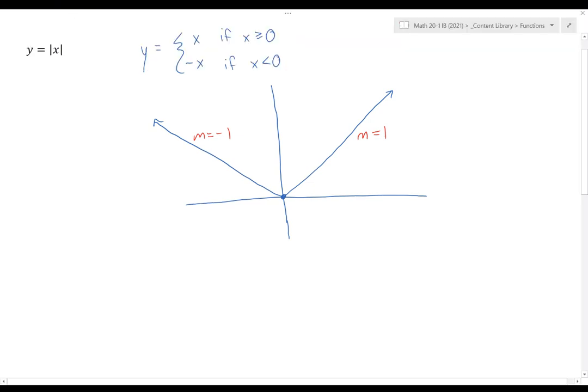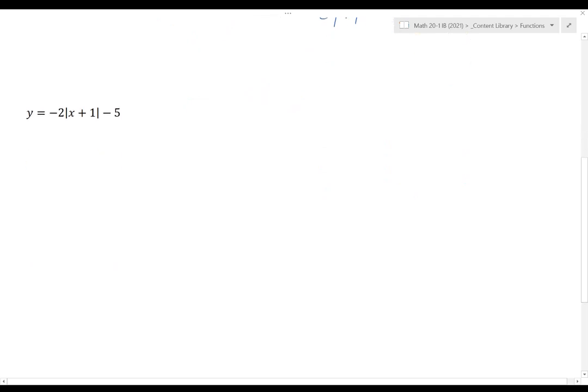The origin in this case is the vertex, and that allows me to figure out what my domain and range would be. The domain is just going to be all real numbers because I can take the absolute value of anything I want. But the range is going to have to be values greater than or equal to 0 because the absolute value is always going to give me a positive value here. So the absolute value of x will always be positive. With those basic concepts in mind, let's move on to something a little more complicated.